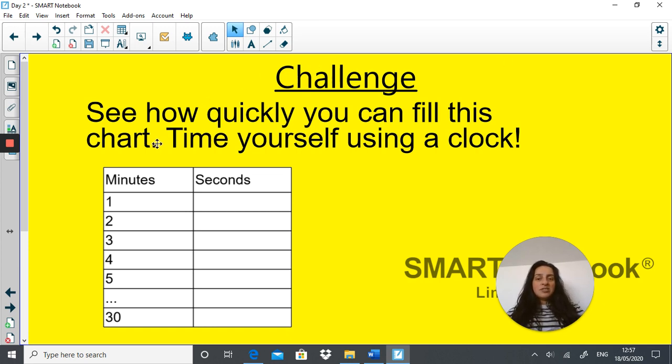And finally, if you want a challenge, and hopefully lots of you do nowadays, so keep going. See how quickly you can fill this chart. Time yourself using a clock. Now, I'll show you my phone here. My phone has a stopwatch, which you can use, but what I want you to use is an actual clock that has seconds, and I want you to be able to work out how many seconds, or how many minutes it takes you. It might take minutes, it's fine, but I want you to fill this chart in and time yourself. And once you've completed this challenge, just write down next to it, Mrs. Wright, it took me, and write down how long it took you to complete the chart. And on Friday, I will announce the winner, the fastest time.